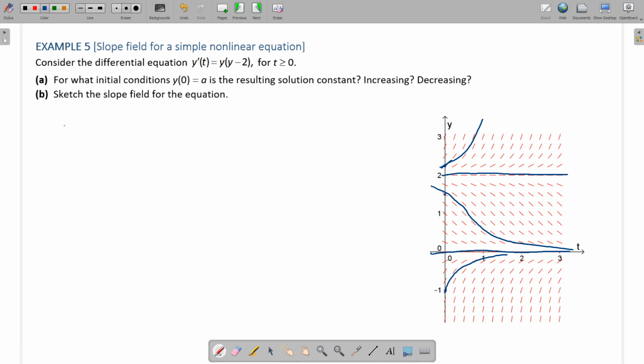Okay, so constant. For those 2 cases, we would need y of 0 to be 2 or y of 0 to be 0. That gives you the 2 horizontal lines. For increasing, there are 2 different ways we could get increasing. If y of 0 is greater than 2, that's this case here, we're increasing. If y of 0 is less than 0, down here, then we're also increasing in that case.